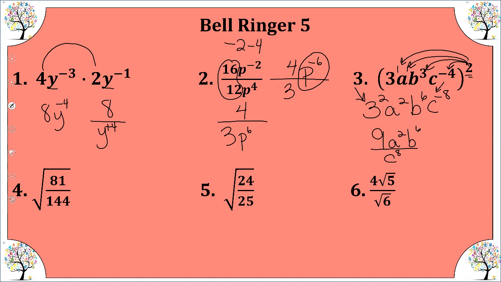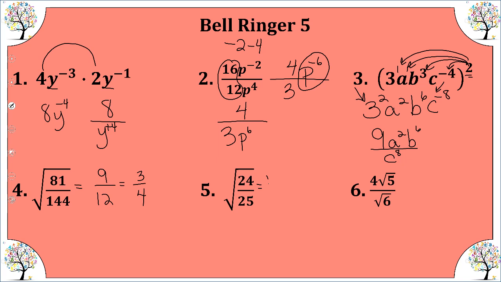Number 4, we like number 4 because 81 and 144 are both perfect squares. I take the square root of 81, that gives me 9. The square root of 144 is 12. But we also need to simplify because 9 and 12 have a common factor of 3. So this gives us 3 over 4.